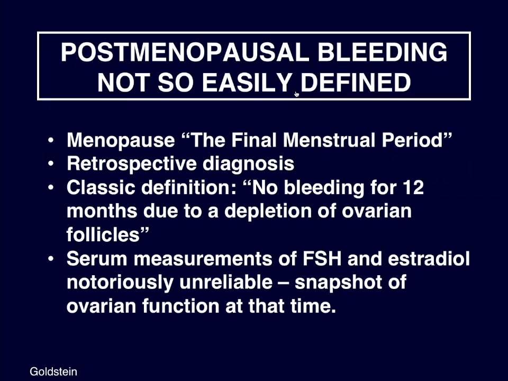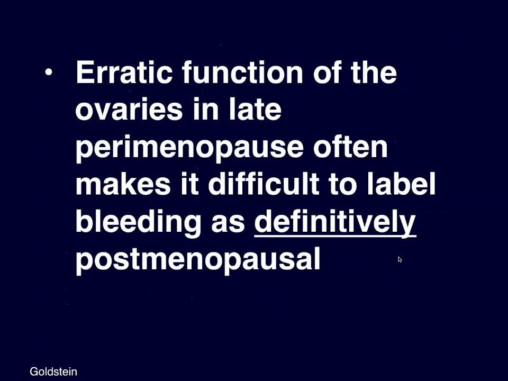A woman never knows that the period she just got is the last one she will ever get. So another definition is no bleeding for 12 months due to a depletion of ovarian follicles. And understand that if you do get a serum measurement of follicle-stimulating hormone or estradiol, these can be notoriously unreliable because that's just a snapshot of ovarian function at that time.